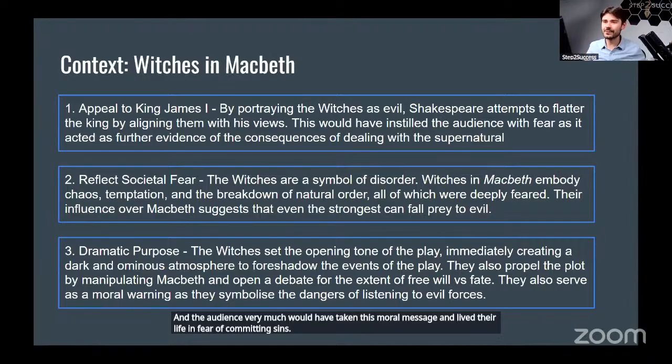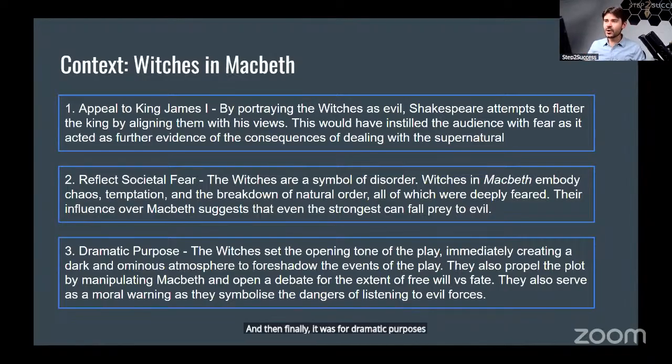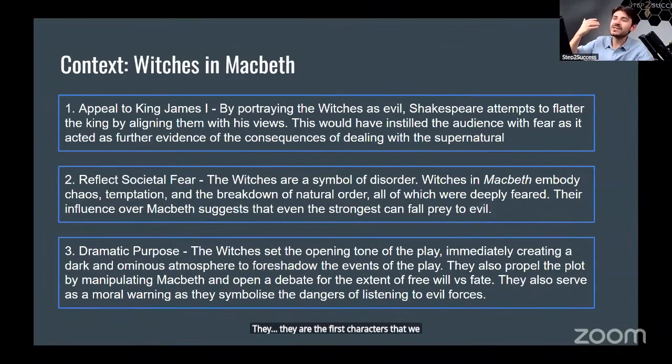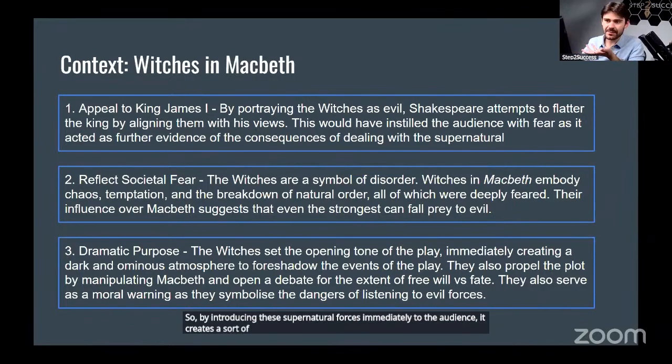And then finally, it was for dramatic purposes. So we'll look in 10 minutes or so, the witches actually open the play. They are the first characters that we as an audience meet in the play. So by introducing these supernatural forces immediately to the audience, it creates a sort of dark and ominous atmosphere to foreshadow the later dark events of the play.